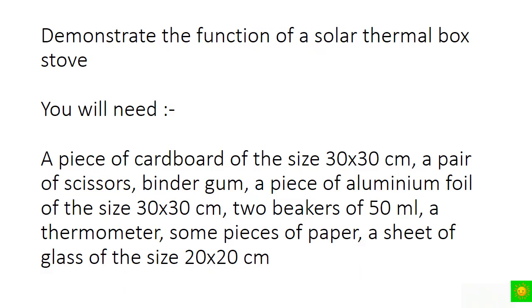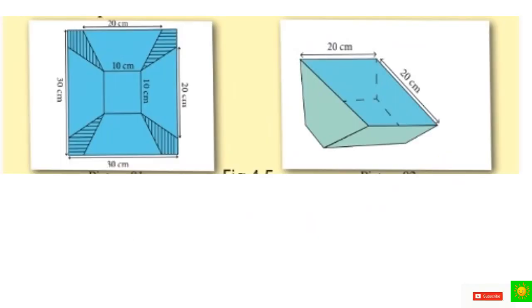Now we are going to demonstrate the functions of a solar thermal box stove. You will need these things. What do you have to do there? Paste the aluminium foil on one side of the cardboard with binder gum. Draw the lines on the cardboard as shown in the figure. Then cut off the four shaded parts. Fold the parts of the cardboard and make the box like this. Paste the edges with paper strips.